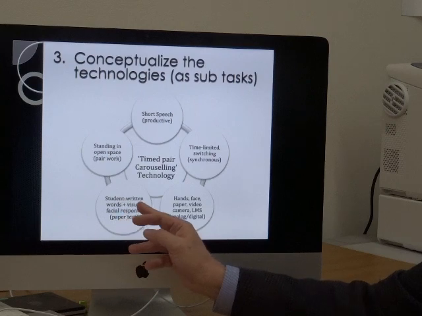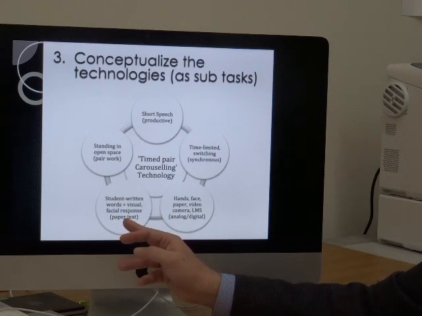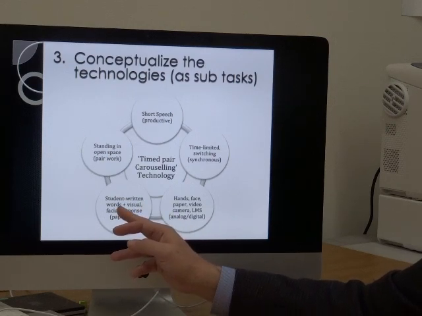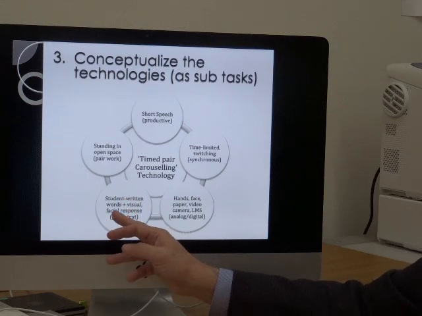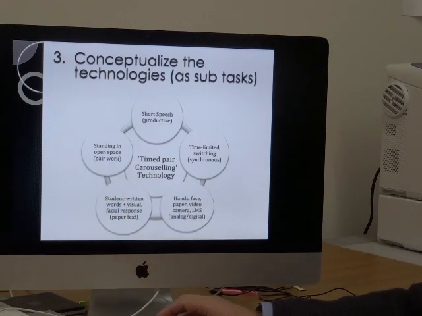The texts are student-written texts, not written by me. They're not from a textbook. They're words and visual and include facial responses. And they're standing in open space using a pair work.